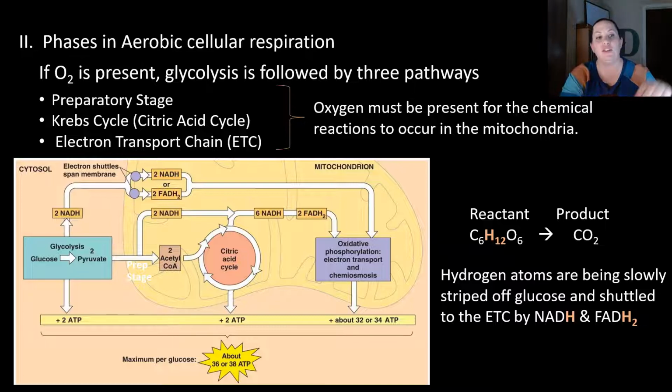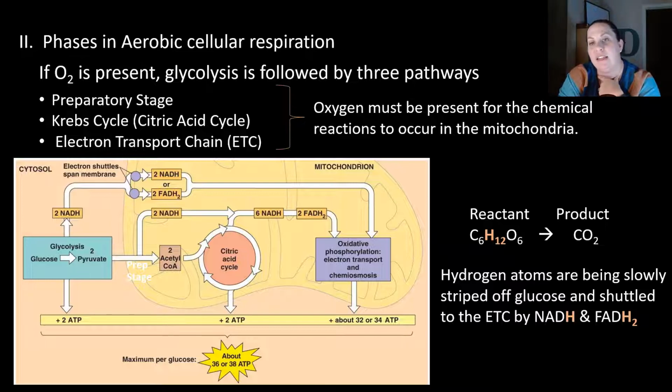So if you look at the picture here, glycolysis happens out in the cytoplasm, but the other three steps, the prep stage, the Krebs cycle, and the electron transport chain, those take place inside the mitochondria. And you can think of it as oxygen being the ticket to get inside. If oxygen's not there, they cannot get inside of the mitochondria.